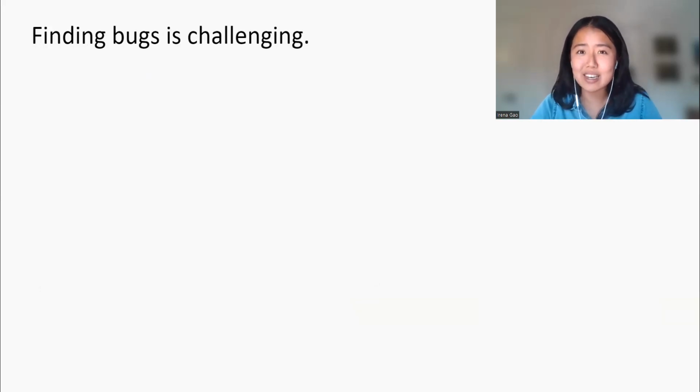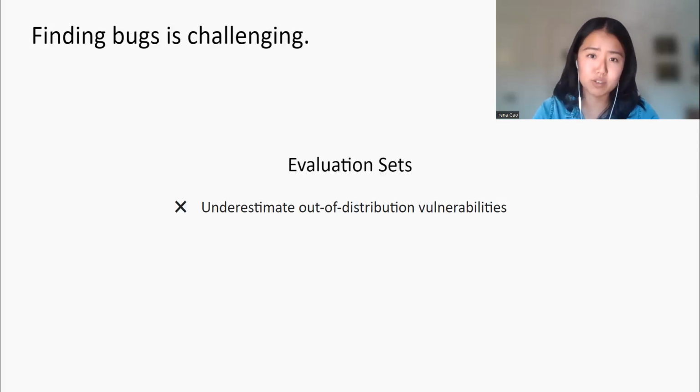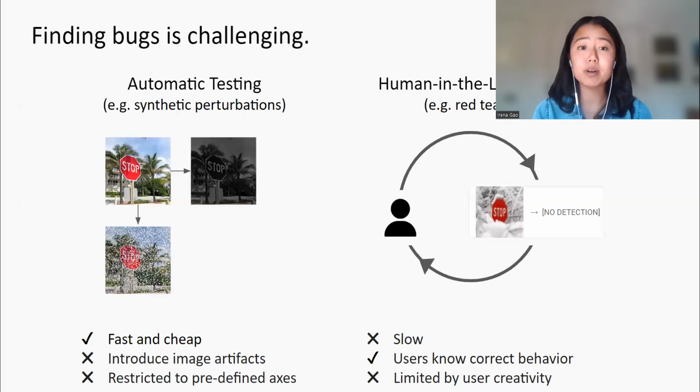Unfortunately, this is challenging. Existing evaluation sets are typically small, and so they underestimate out-of-distribution vulnerabilities. Prior work has explored automatic testing, such as using synthetic perturbations. For these methods, we pre-specify a suite of augmentations to test models with, such as brightness changes or adding different weather effects, and then we check whether model behavior is consistent after these augmentations. While fast and cheap, these methods introduce image artifacts, and they can only test behavior along those pre-specified axes we have perturbations for.